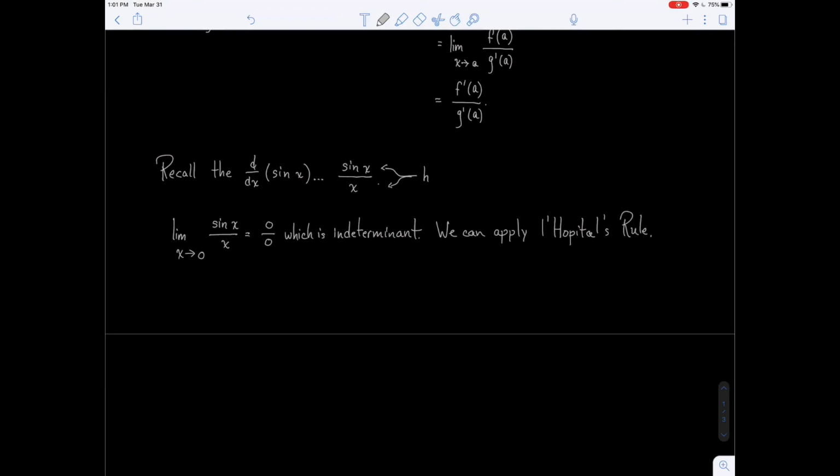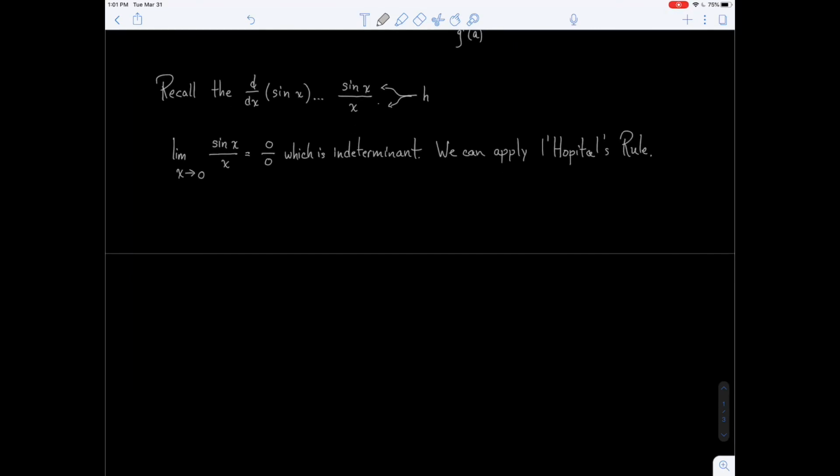So I'm going to write that out. Let's take a look. We'll just write out all of the steps here. So we're going to take the limit as x approaches 0 of the sine of x over x. This is equal to the limit as x approaches 0 of, now we take the derivative with respect to x of the sine of x over the derivative with respect to x of x.